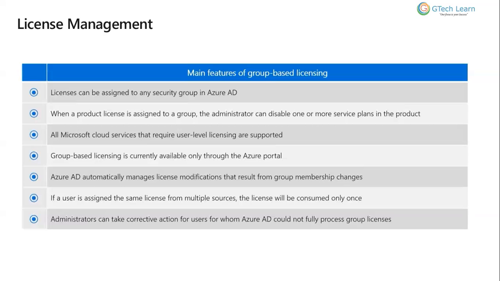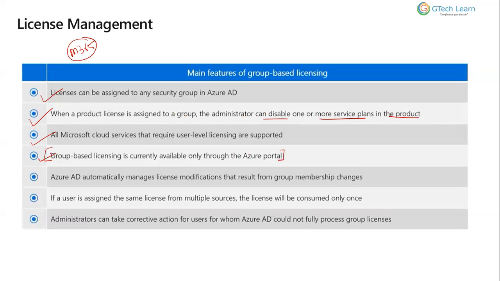Before that, here you can see a license can be assigned to any security group in Azure Active Directory. You cannot assign a license to an M365 group over there. When a product license is assigned to a group, an administrator can disable one or more service plans in the specific product. That's okay. All Microsoft cloud services that require user-level licensing are supported. Group-based licensing is currently available only through the Azure portal.